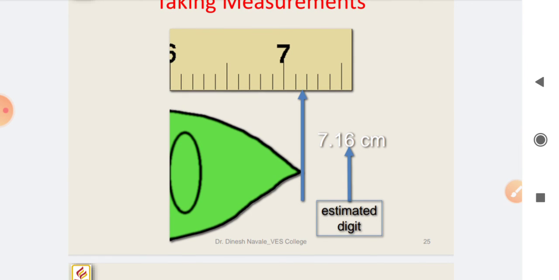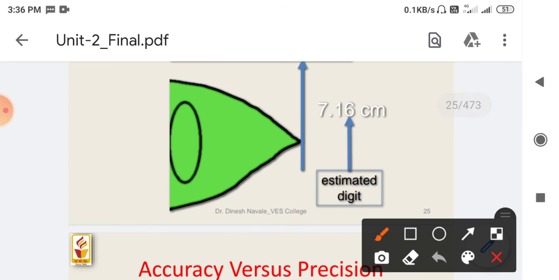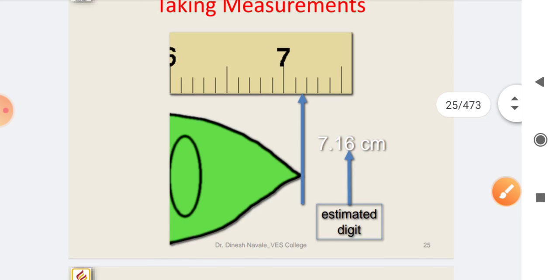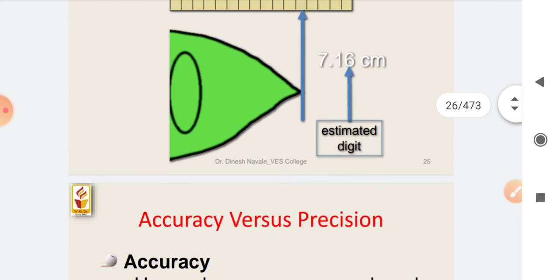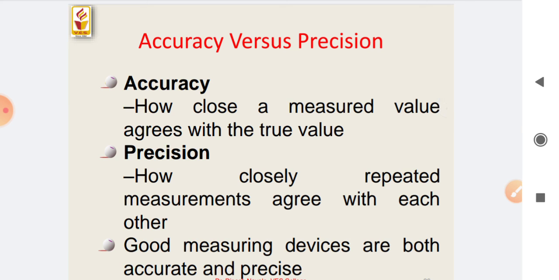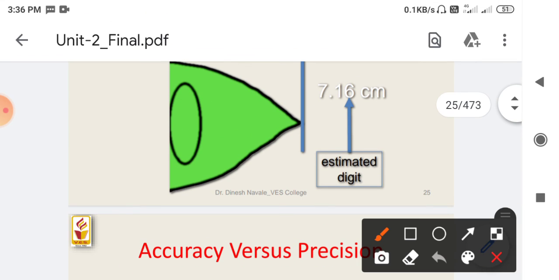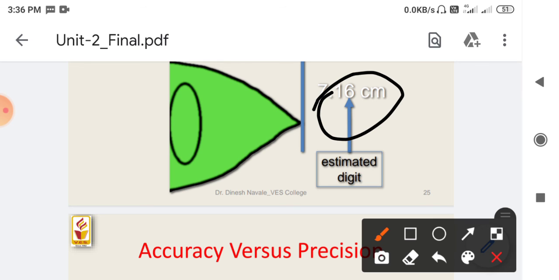If we zoom in and try to find the exact length, for the measuring scale we generally measure up to 1 millimeter. So the least count for this scale is around 1 millimeter. We can make an approximation that this length might be 7.16 centimeter. This is the estimated digit because it is higher than 0.5, so we can predict that it is close to 7.16, but it is not the exact value.